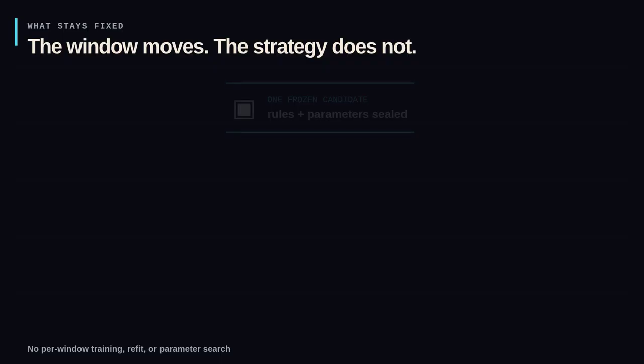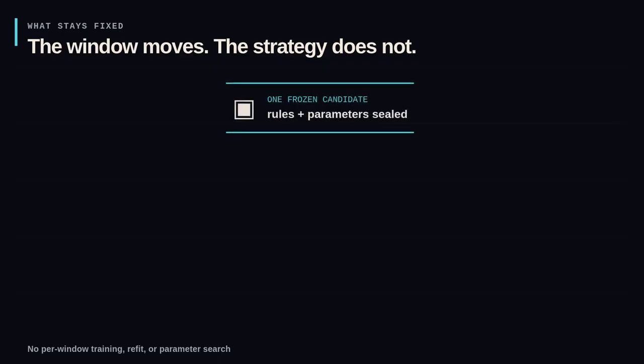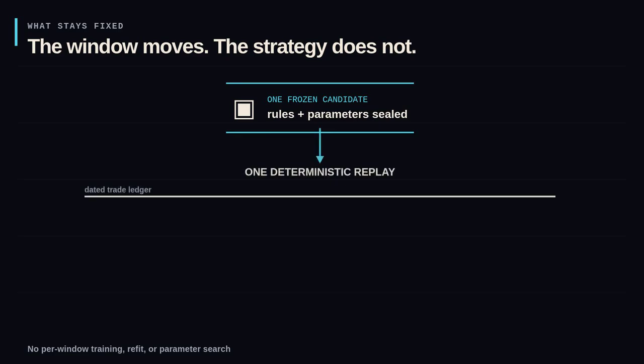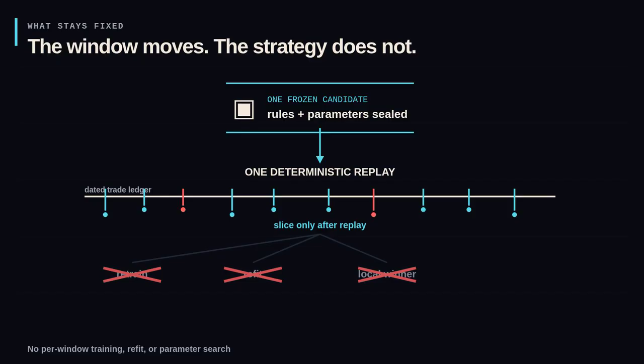In this implementation, walk-forward does not mean repeatedly searching for settings. The candidate is frozen first. Its rules and parameters never change between windows. One deterministic replay creates one dated trade ledger. Only then is that ledger sliced into market periods. No window retrains the strategy, refits a parameter, or picks a local winner. The time frame moves. The strategy does not.